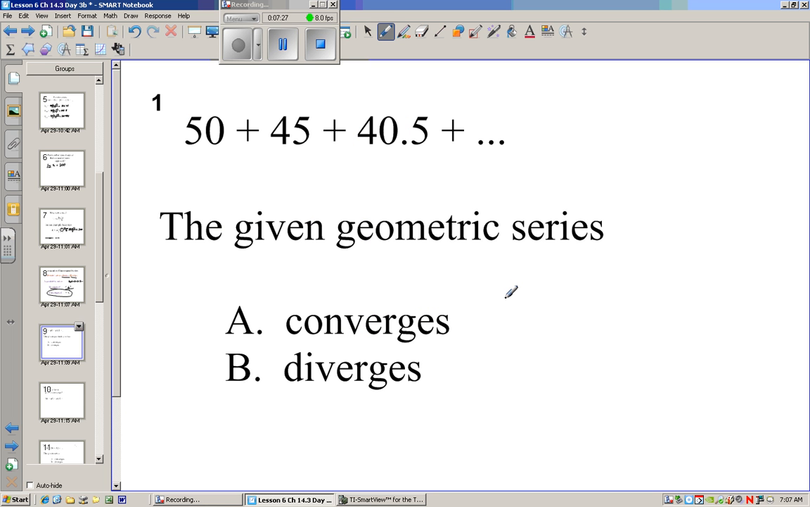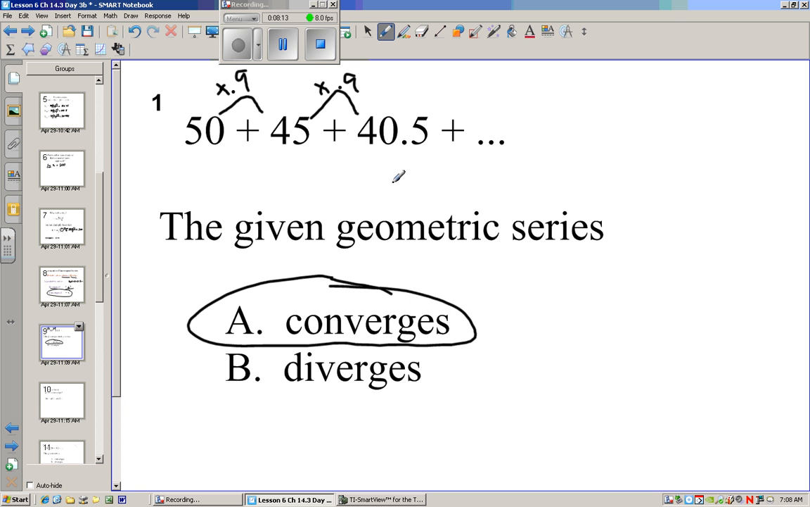All right, let's take a look at this. Let's first figure out if it converges or diverges. First, let's think about if it's arithmetic or geometric. If it's arithmetic, we'd subtract by 5. But if we subtract by 5 again, we'd get down to 40, not 40.5. So let's try to see what we multiply. What would I multiply to 50 to get 45? Well, I'd take 45 divided by 50, and I believe I get 0.9. And if I take 40.5 divided by 45, I also get 0.9. So those converge, because the absolute value of r is going to be less than 1.